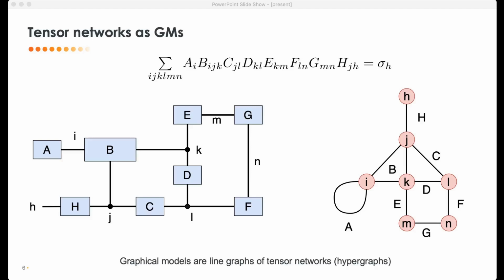An advantage of graphical models over tensor networks is that they can represent contractions over indices shared by more than two tensors. In case of tensor networks, a proper way to draw that would be to use hypergraphs, or graphs where edges can be shared by more than two vertices. Or to introduce these dots, as I did here on the left, but this is not quite standard.